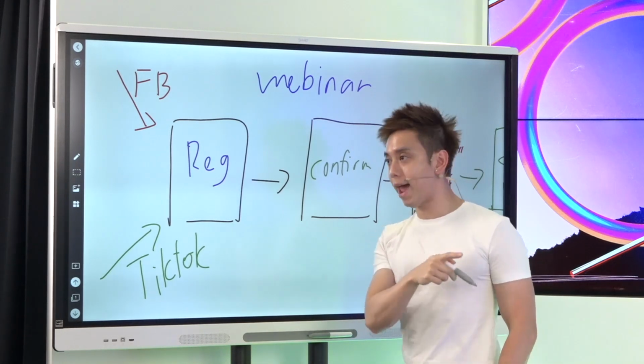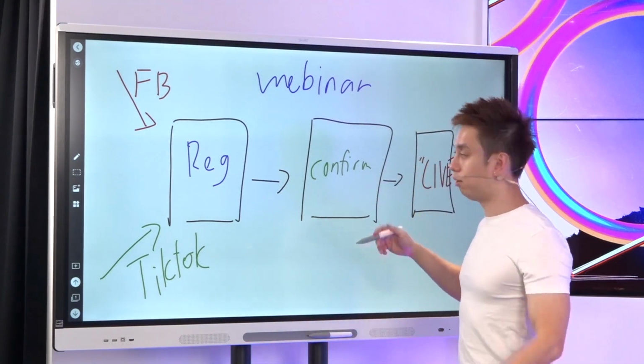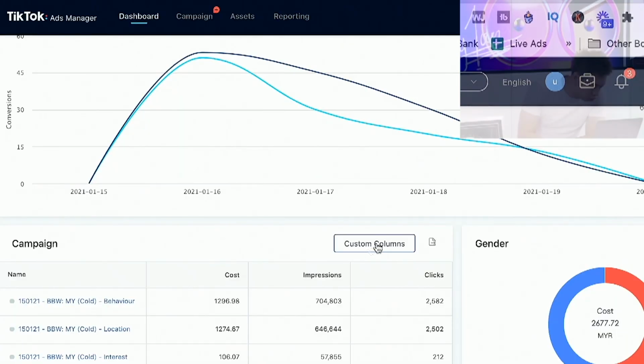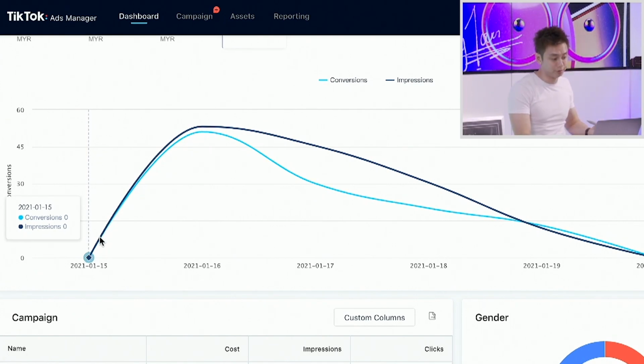So let's take a look at some of the numbers now that we understand the big picture of the sales process. So on the screen, you will see that this ad campaign, this is literally a new ad account, right? So I'm literally discovering this together with you guys so that you can learn through my mistakes and you don't have to go through the usual trial and error.